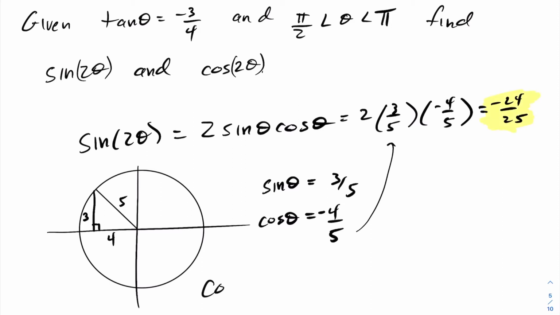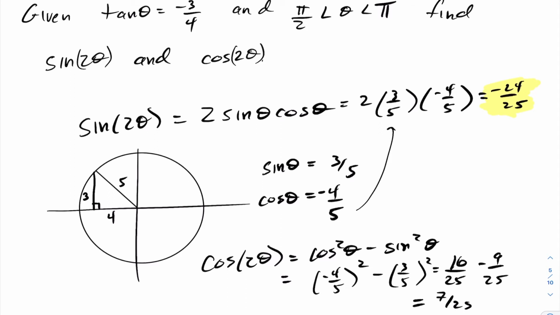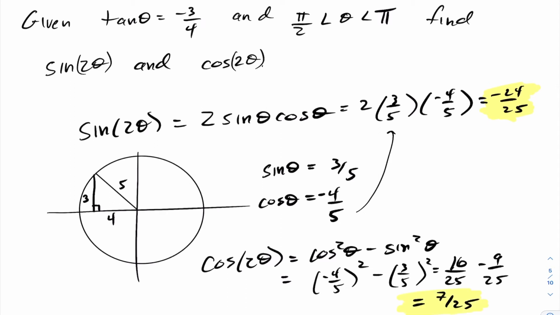Notice here I can quickly find the cos of 2 theta as well. We have three different versions of the cos of 2 theta formula. I'm going to go ahead and use the cos squared theta minus sine squared theta version. So cos squared theta, in this case here, your cos of theta, as we discovered, was negative 4/5, so this becomes a negative 4/5 squared. And sine of theta is 3/5 quantity squared, and that's going to be 16 over 25 minus 9 over 25, which gives us an answer here of 7 over 25. So therefore, for this example here, the sine of 2 theta is negative 24 over 25, and cos of 2 theta is 7 over 25.